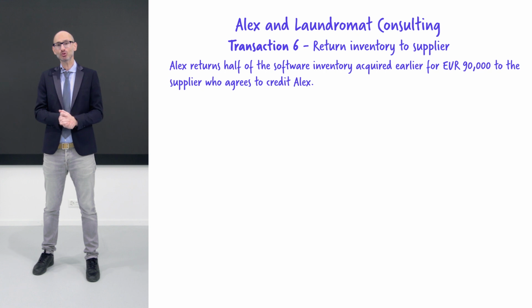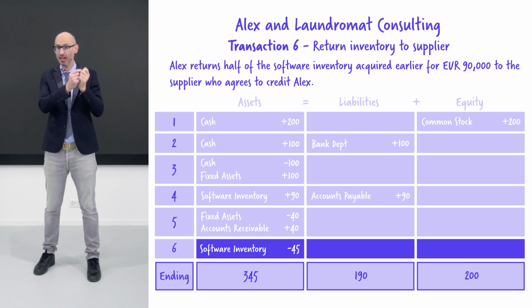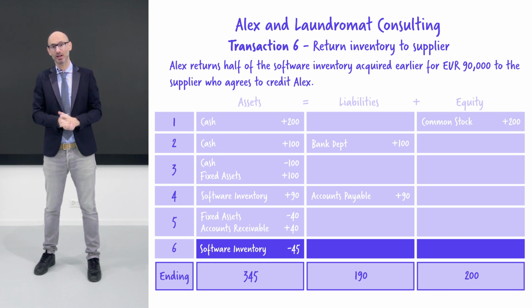The supplier agrees to credit Alex, meaning he forgives him for the money that was owed. Now for this transaction, we reduce half the software inventory account. In step 4, he had purchased $90,000. Now we return half, and that would be $45,000.